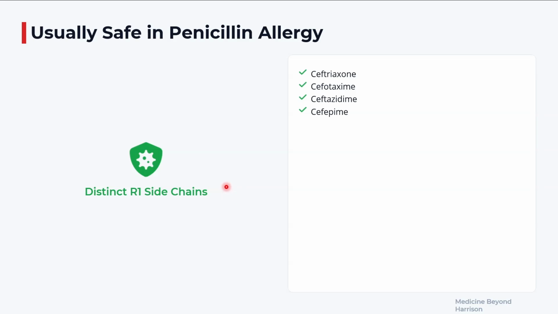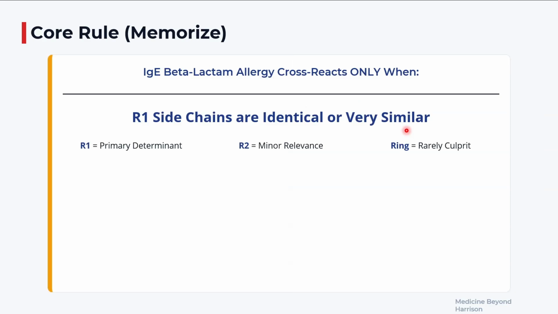Usually safe in penicillin allergy are those with distinct R1 side chains. So in case of penicillin allergy, you can always go for ceftriaxone, cefotaxime, ceftazidime, and cefepime. All these are very safe in penicillin allergy because of a different R1 side chain. So the core rule you have to memorize is that IgE beta-lactam allergy cross-reacts only when the R1 side chains are identical or very similar. R1 is the primary determinant, R2 can be of minor relevance, and the ring is rarely the culprit.